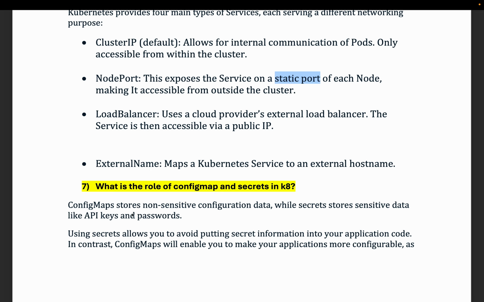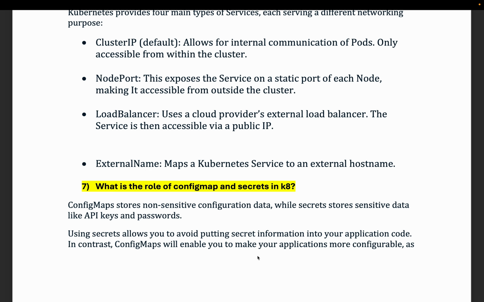While ConfigMaps store the different kinds of environment variables, like the DB name and the DB host, that can be done publicly. You can use the labels, and variables like which environment you want to deploy, production, staging, test, QA, whatever. So non-sensitive data can be stored in the ConfigMap, while the sensitive information can be stored in the Secrets. Using Secrets allows you to avoid putting secret information into your application code. In contrast, ConfigMaps enable you to make your application more configurable.